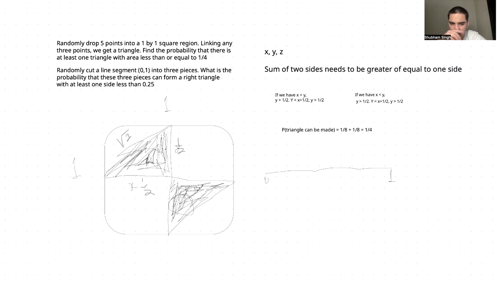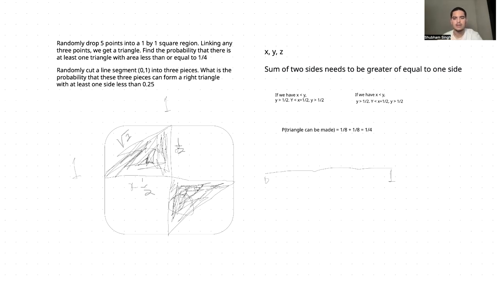the area would be half into base into height. That's the formula, right? Half into base into height. So yeah, we see that the greatest triangle would be 1/8 centimeter square, and so we see that all the triangles that can be made will be of area less than 1/4.